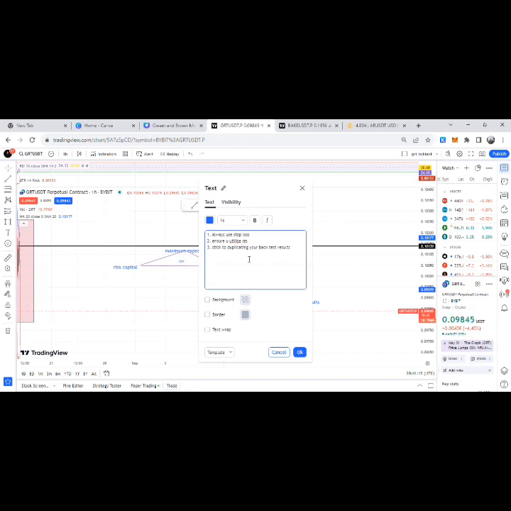Because a signal providing service will only tell you when to enter and exit a trade. They're not going to teach you risk management. They're not going to tell you don't lose more than 10%. That's left to you.